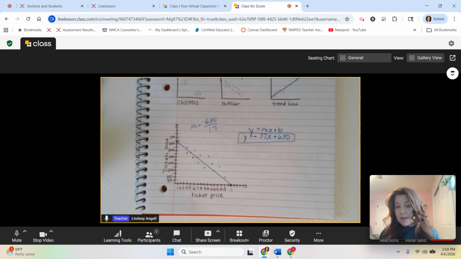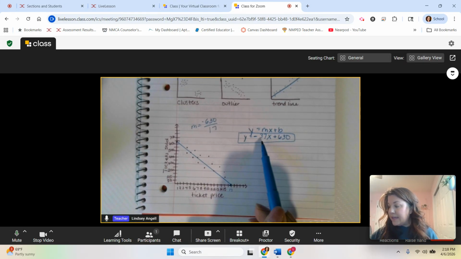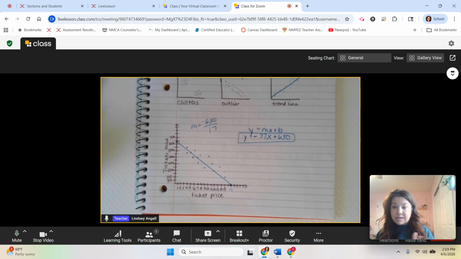Sometimes it might be asking you to interpret the slope, right? It just depends. In this case, we could say that ticket sales went down 37 for every $1 the ticket price raised.